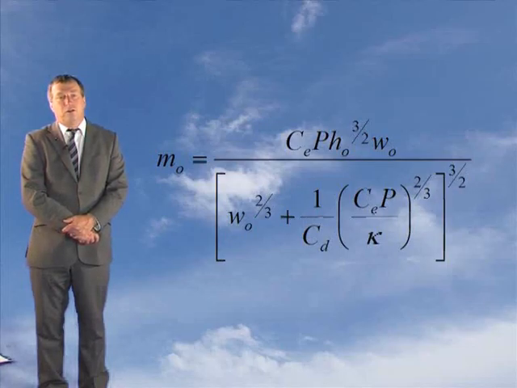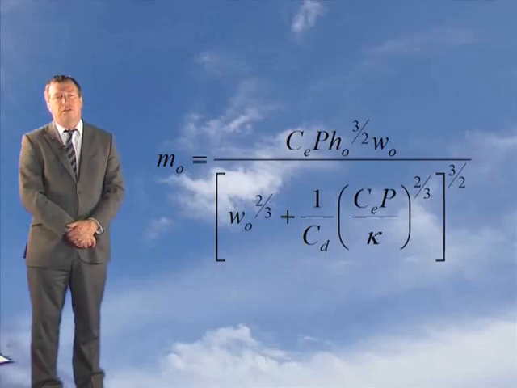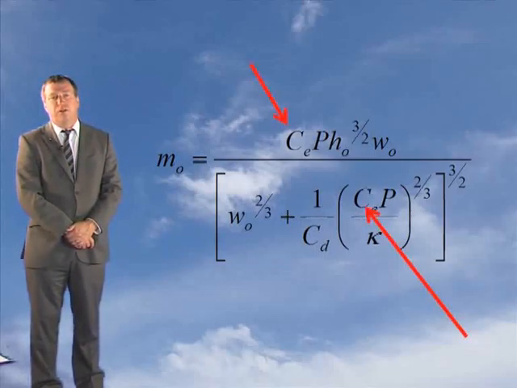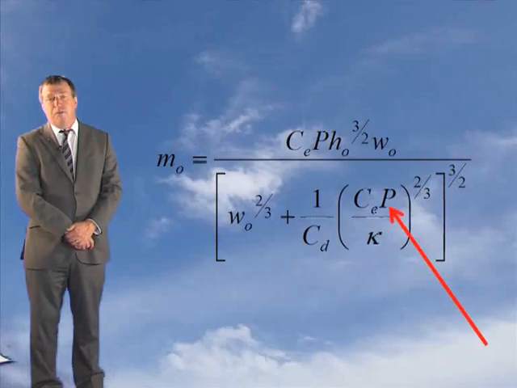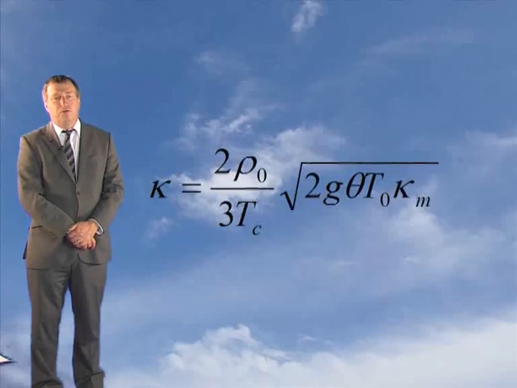Now let's move on to the third model available for determining the mass flow rate of smoke out of an opening. This model, like the last one, requires that CE, the coefficient of entrainment for the room of fire origin, and P, the perimeter of the fire, are input, and it also involves the variable kappa. The value of kappa is derived using this formula shown here.